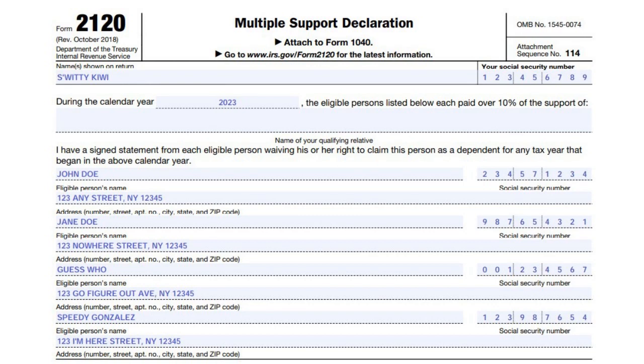It's one of those things where you have to be very specific. This is a statement that says during the calendar year 2023, the eligible persons listed below each paid over 10% of the support of, and then you have to put the name of your qualifying relative. It can be your son, your daughter, your mother, your father. It really doesn't matter, okay? But you have to put the name of the qualifying relative. Now, I will explain later on what qualifying relative really means, so we have a clear idea about everything, okay?